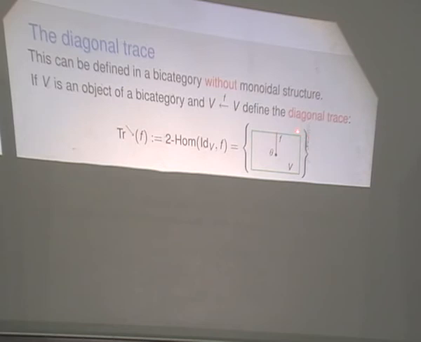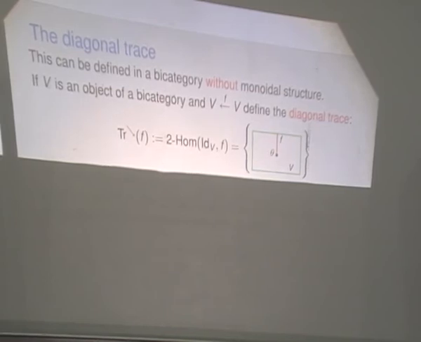So this is the set of morphisms going vertically, two morphisms going from the identity on V here to morphism F from V to V. I call this the diagonal trace, because this is more akin, in certain situations, to picking out the diagonal entries out of a matrix, but I won't go into that. But that's where the name comes from. You can justify it in that way.